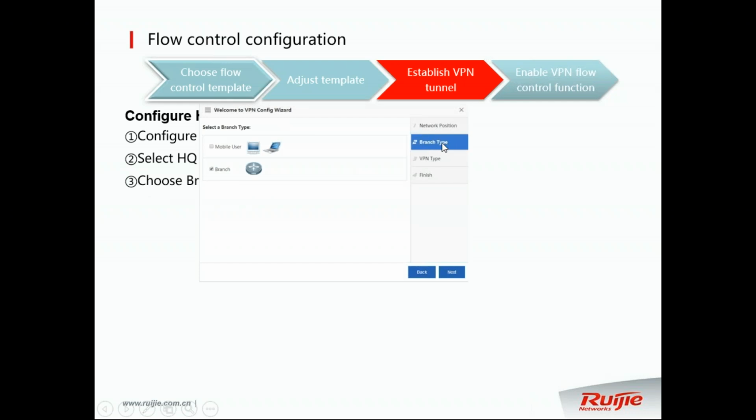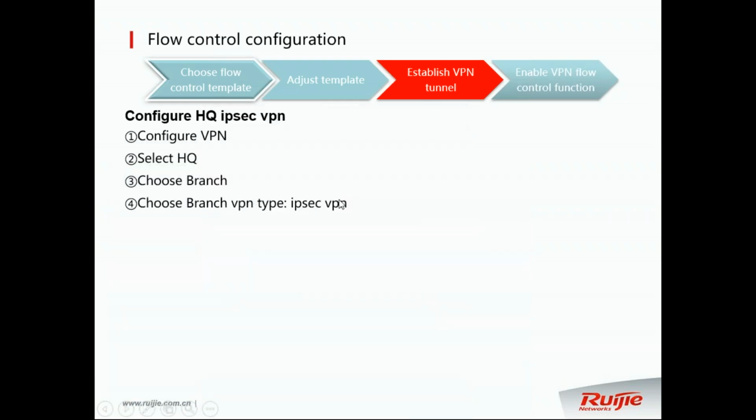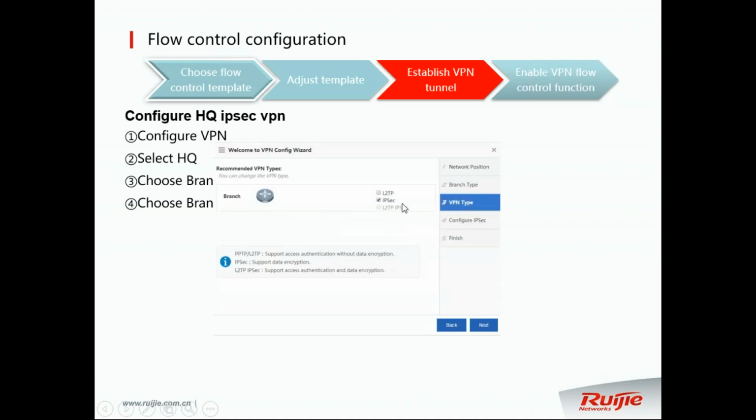The second step goes to the branch type. Normally, we have the branch in this example. In this example, the branch is site to site, and then we choose the branch VPN type. Choose IPsec VPN. We also have L2TP and L2TP IPsec. In this example, we use IPsec. Just click this one.